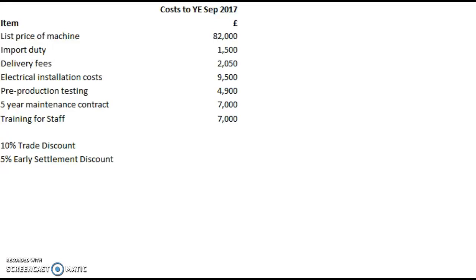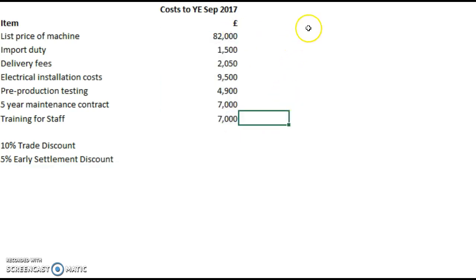Okay, so let's look at recognition of costs for plant. We have a list here, a schedule, and we need to look at which one of these we are going to put to CapEx and which one are just expenses. So we've got the cost price of the machinery, import duty, delivery fees, installation costs, pre-production testing, 5-year maintenance contract, and training for staff. As well as these, we've been offered a 10% trade discount on the machine price and a 5% early settlement discount. So which out of all of these are CapEx?